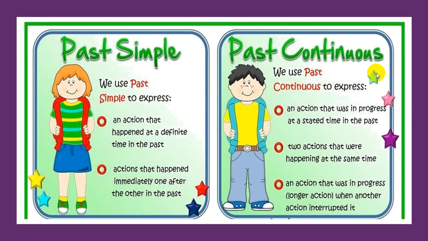Let's continue to the past continuous. We use the past continuous when we talk about an action that took time in the past. A long action that happened in the past. We can form it by adding the verb with the verb to be in the past: was or were plus verb plus ing.